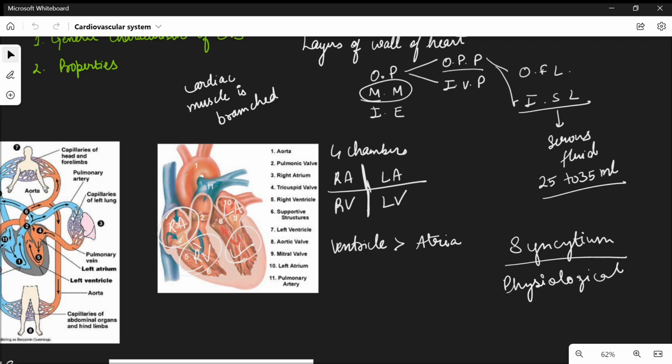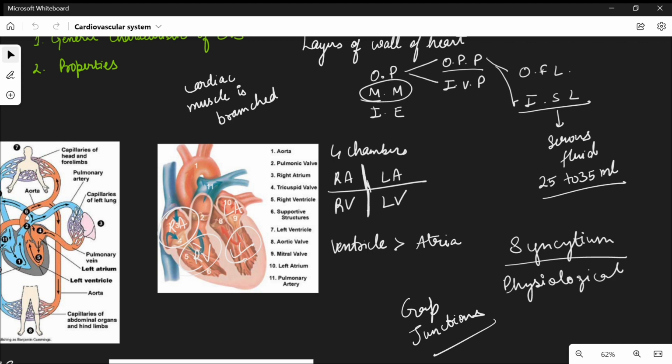Why is it so? Because it has no continuity of cytoplasm, and muscle fibers are separated from each other by cell membrane. And the membranes of adjacent muscle fibers fuse together to form gap junctions. Why is this gap junction important? It is permeable to ions and facilitates rapid conduction of action potential. You might already have read about action potential and all.